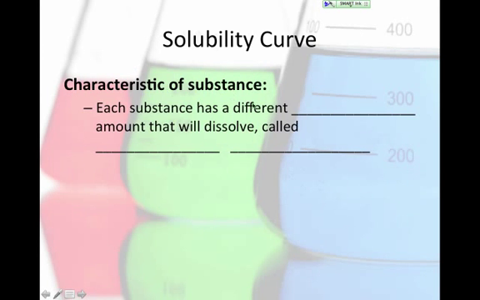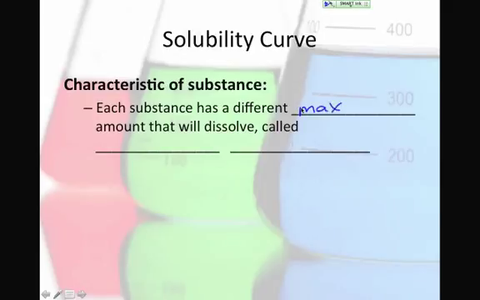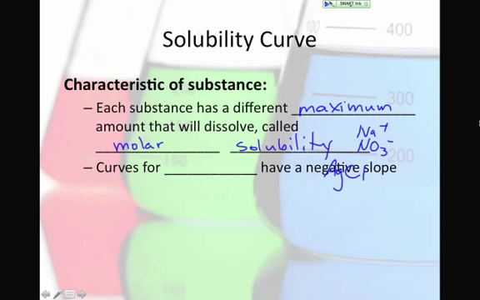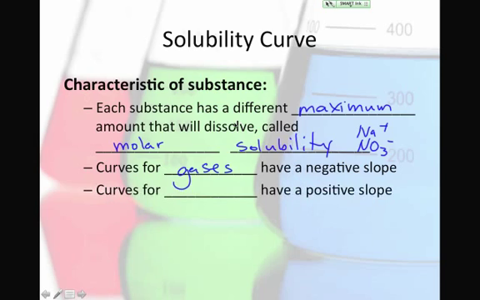So the solubility curve is a characteristic of that particular substance. Each substance has a different maximum amount that can be dissolved. It's called its molar solubility. And when you learn the solubility rules, you learn that some things have a very high molar solubility, like sodium and nitrate ions have high solubilities, almost always soluble, right? And some things tend to have very low solubilities, like when chloride hangs out with silver, mercury, or lead. The curves for gases will have a negative slope, whereas curves for solids have positive slopes. That summarizes what we just learned about solubility curves.